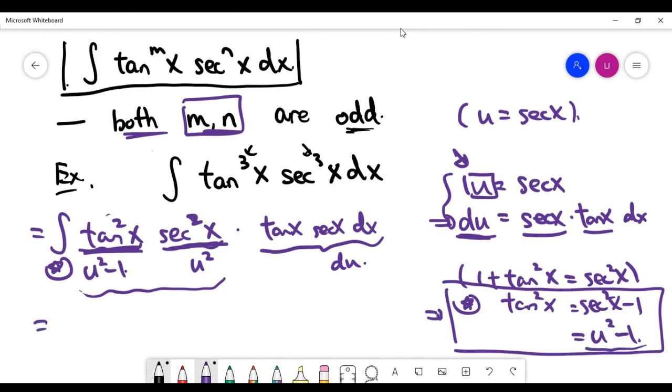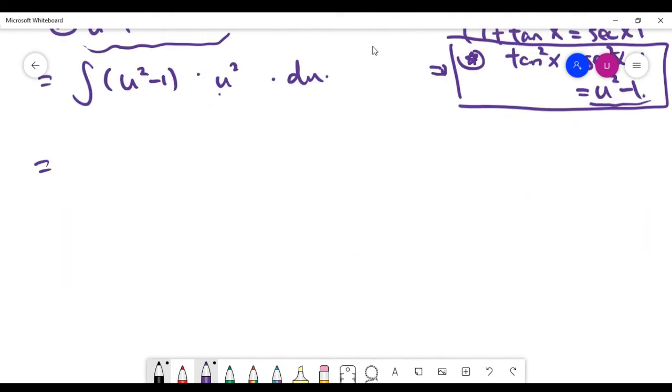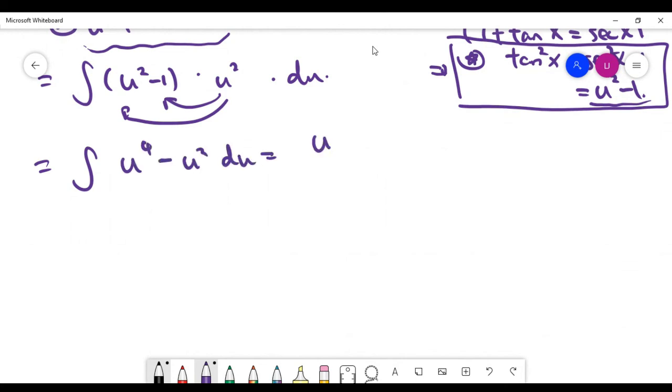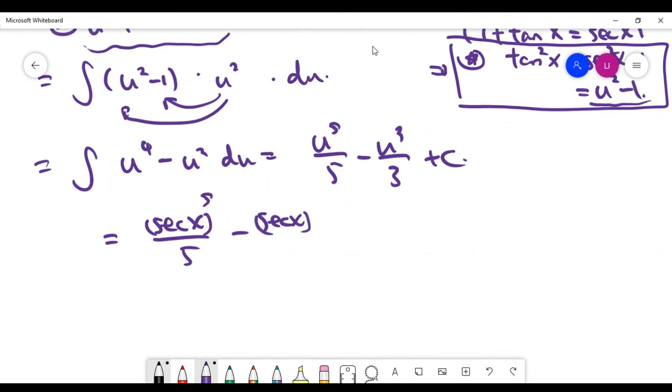But anyway, for the current problem, now it's a u substitution problem. You have to integrate u square minus 1 times u square times du, and of course the remaining is just algebraic manipulations. So you can distribute u square in, and it becomes the integral of u to the power 4 minus u square du. And simply by power rule, we can write down the answer this way. And of course, u itself is actually secant x. So I can write the answer in this way. And that's the end to this problem.